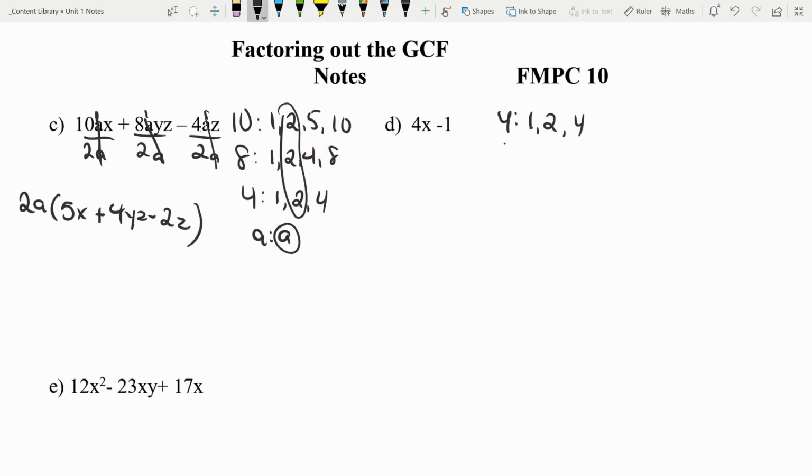4x minus 1 is a tricky one, because if I look at 4, I've got 1, 2, and 4, and 1 only has one factor, which is 1. So here, the only factor they have in common is a 1. When you see that, it means these coefficients have no common factors, so we can't factor it. I also don't have the same variables, so the variables also have no common factors here. That means this is already in simplest form, so it cannot be factored any further.